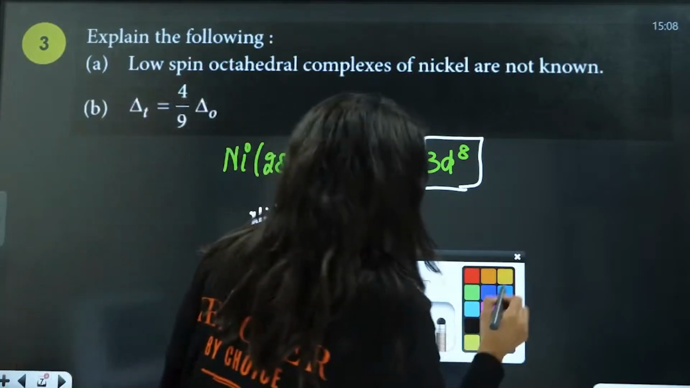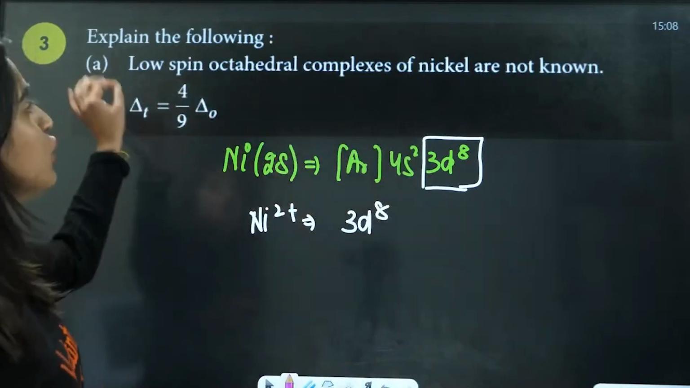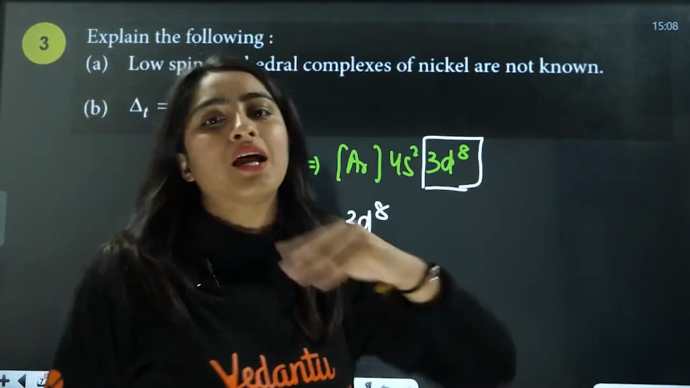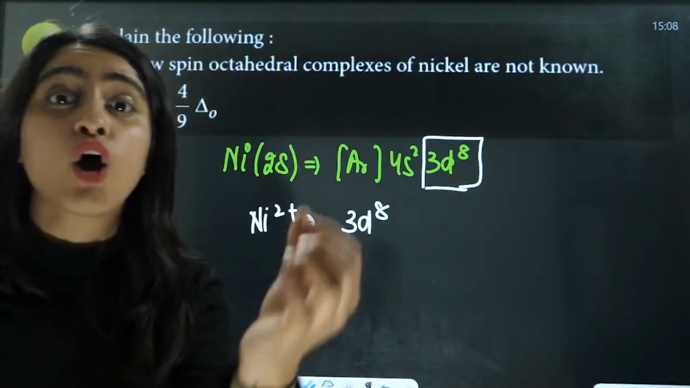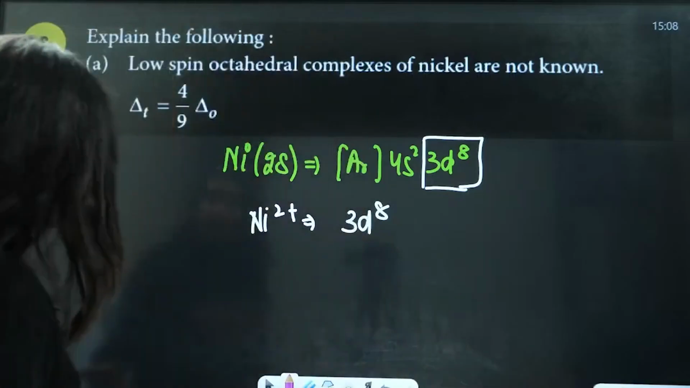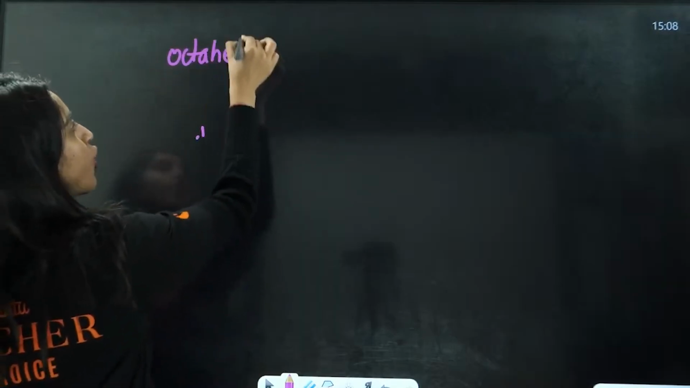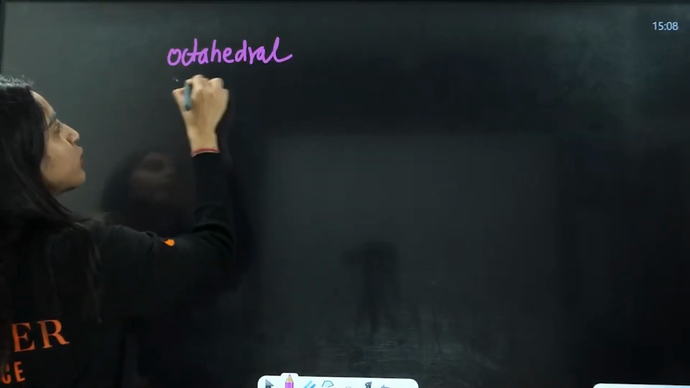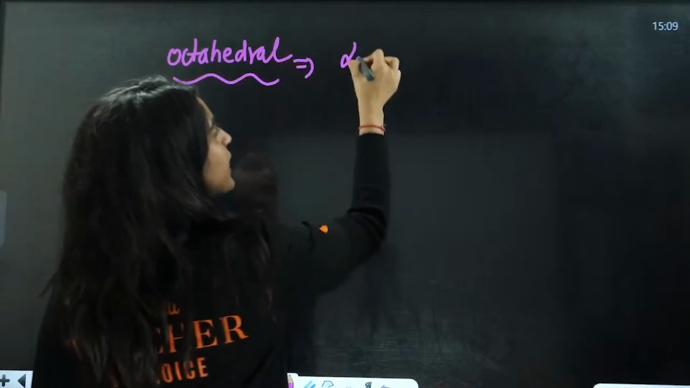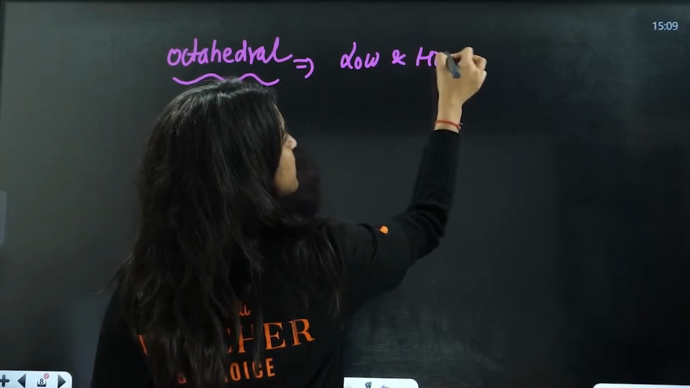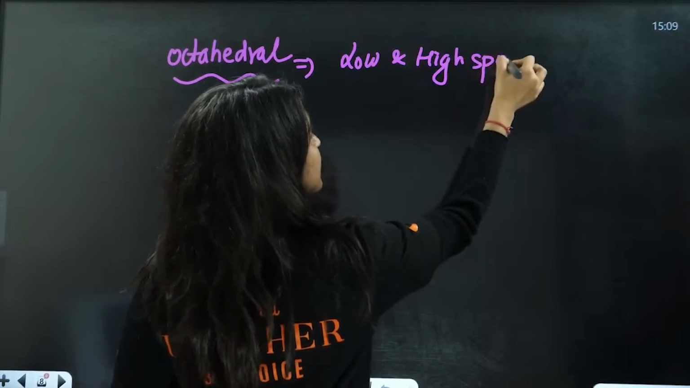Now what is he trying to say? He is saying that low spin octahedral complexes of nickel are not known. That means he is saying according to CFT. You know one thing about CFT, that when we are talking about octahedral complexes, they show low as well as high spin complexes.